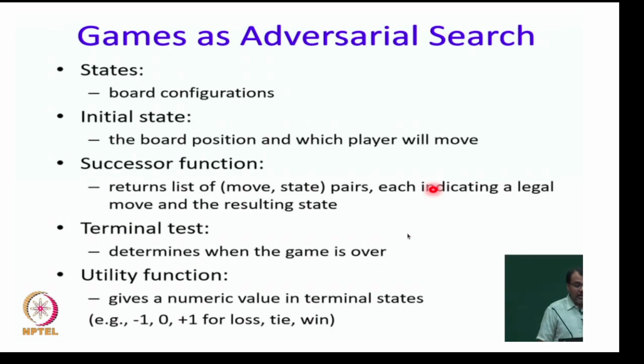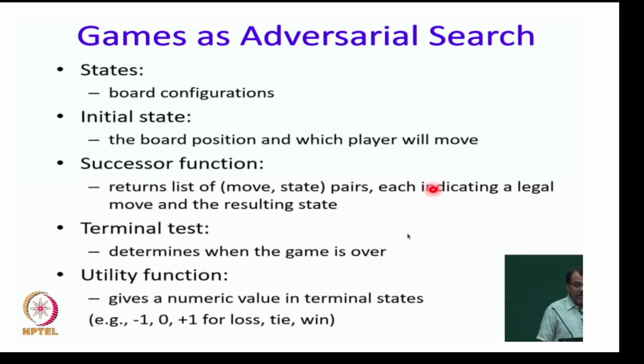Game as an adversarial search. Why are you calling it a game as an adversarial search, and what are the components it will have? So states will be the board configuration. In this lecture we'll be talking about a chess board in general, right? So states are board configuration. What is the initial state? The board position and which player will move. So this is the initial state.